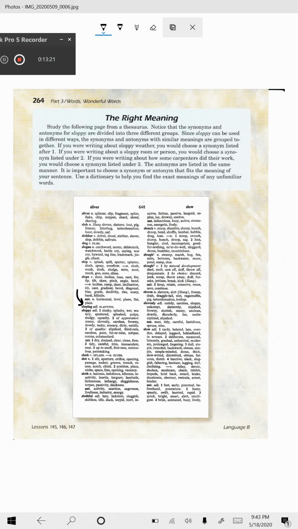So if you see those big capital letters, like for here, slosh, a more popular word would be splash, and notice it's all in capitals, so you want to look it up there, or even slush. So that's what the capital letters mean.